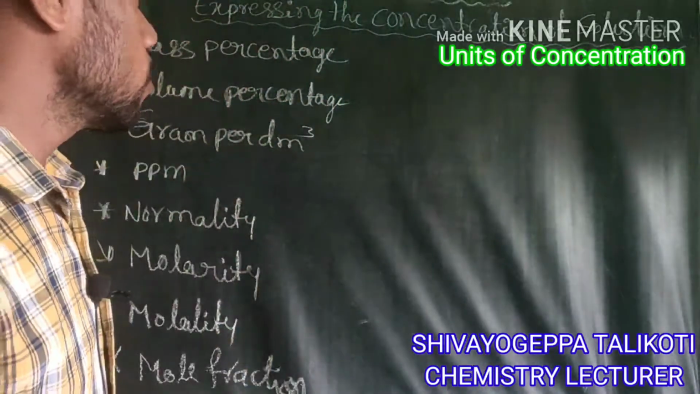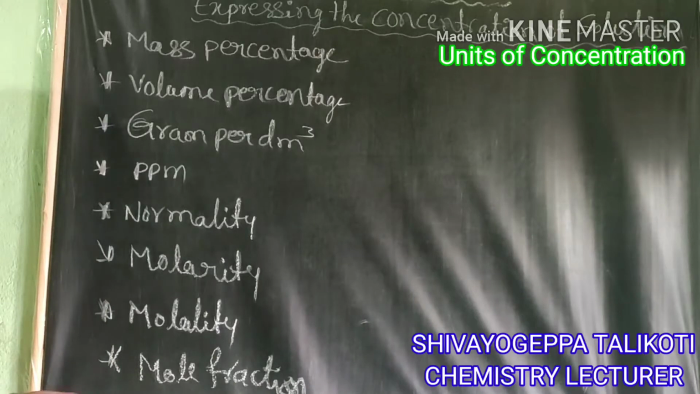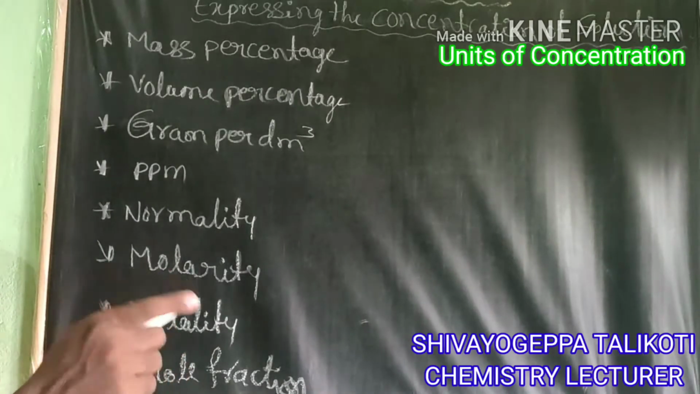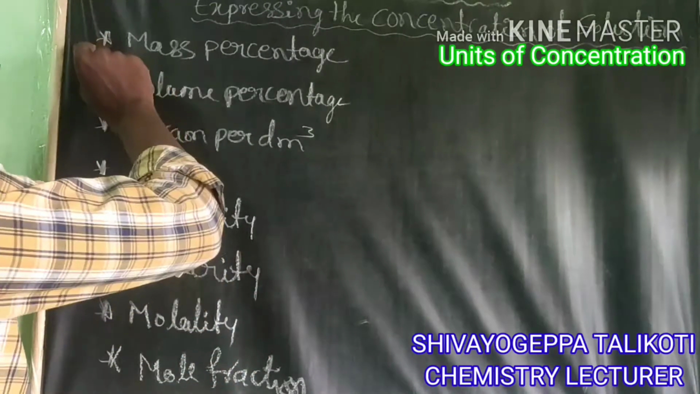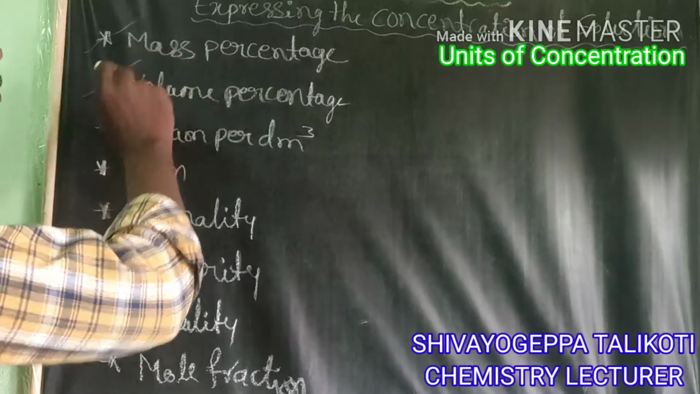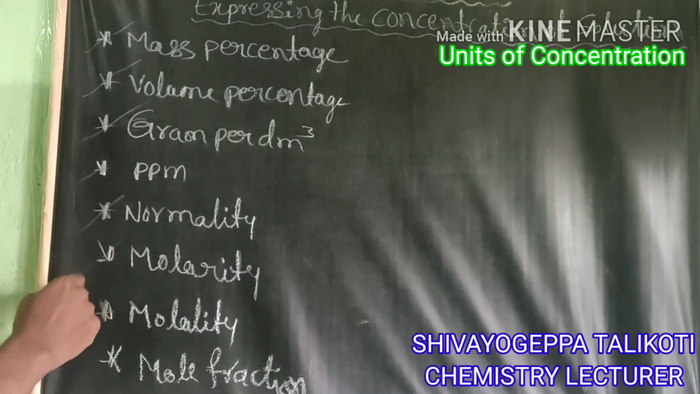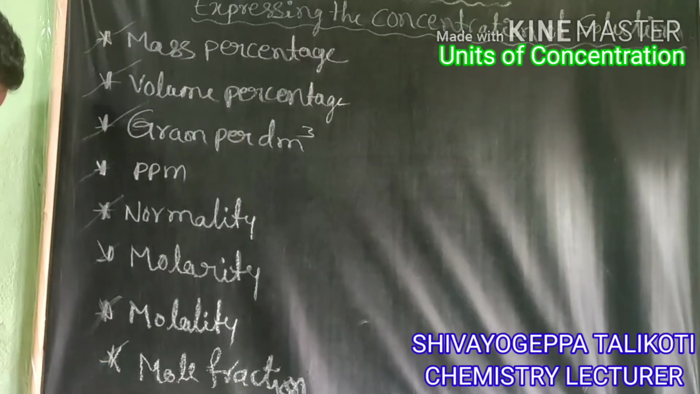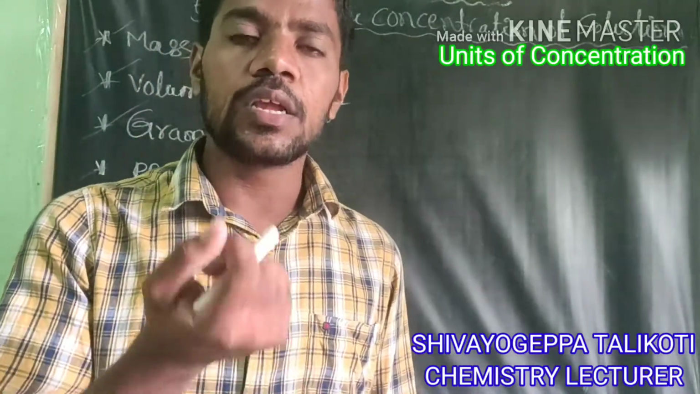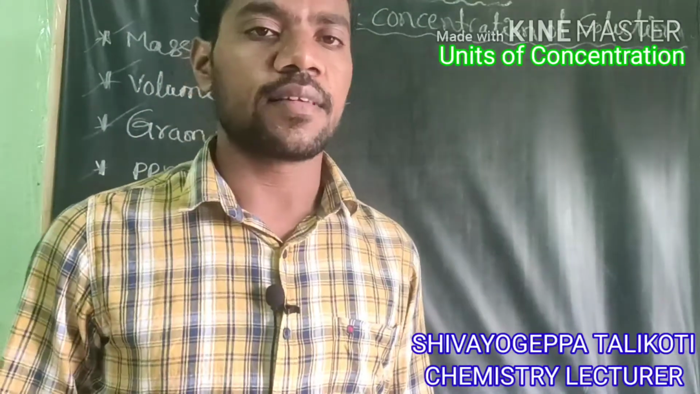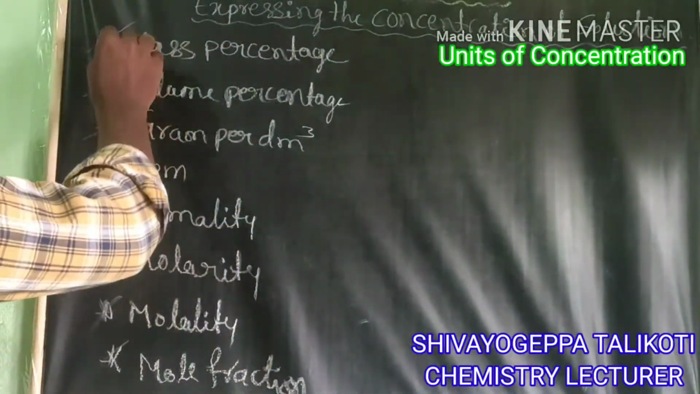Okay, first to go for one by one. These are the concentration terms, the terms we use to express the concentration of a solution, whatever solution it may be. First one, the mass percentage, volume percentage, gram per dm cube, ppm, normality, molality, next mole fraction. These are the units or quantities in which to express the concentration of any solution. Okay, we have to go for one by one in this video.